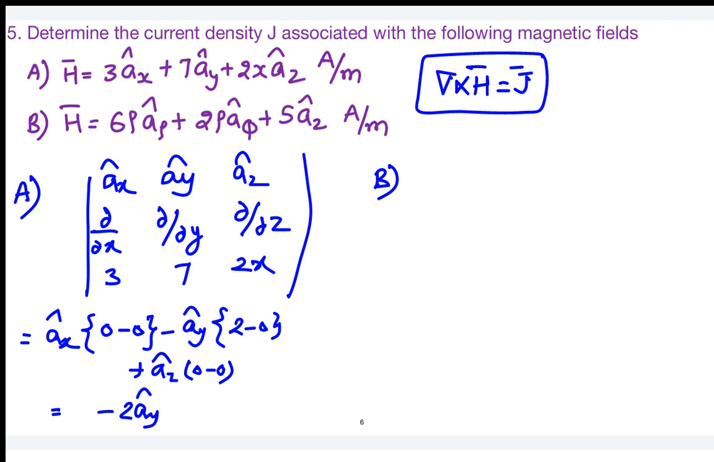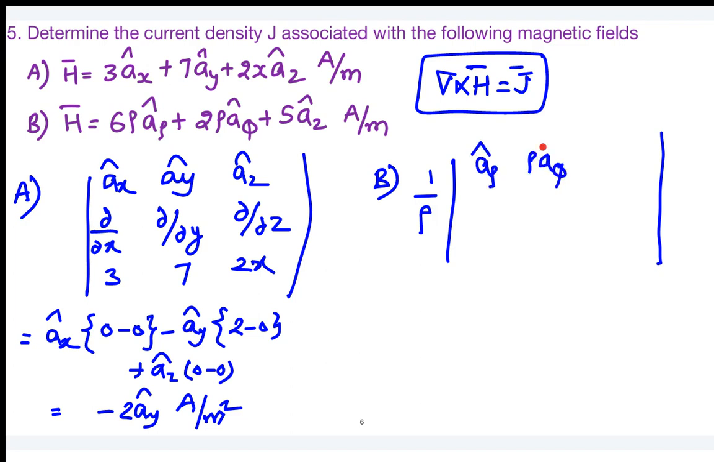The first one is correct, minus 2 A by cap. Yes, I hope everybody verified. So the answer is ampere per meter square. Do the same thing for the second one. So when you are writing the second one, be careful about the scaling factors. So the scaling factor is 1 by rho. And the first row will be the same thing, A rho cap, multiplied with the scaling factors, rho into A phi, and A Z. 1 is the scaling factor for rho. You should remember that. And the second row will be dou by dou rho, dou by dou phi, dou by dou Z.